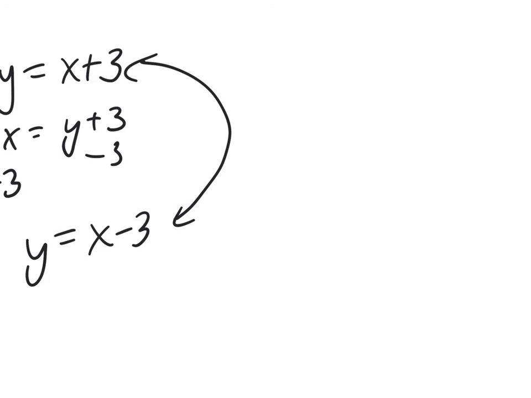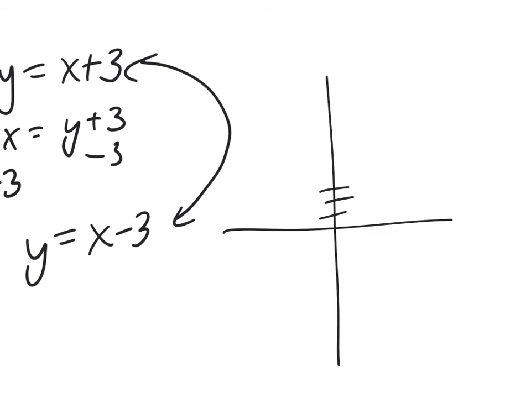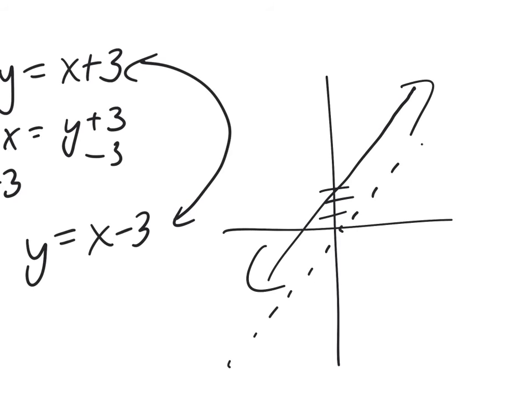Let me show you that even. Y equals x plus 3. Would you agree that that's a line that goes through 3 and has a slope of 1? And then here's the line y equals x. And when you change it to y equals x minus 3, you're just going down here. And look at that. They're a reflection of each other across the line y equals x.